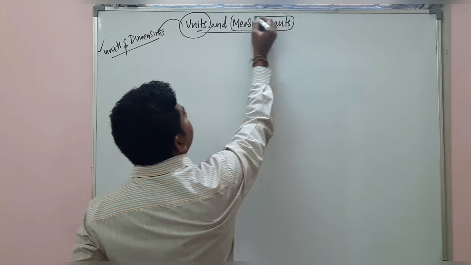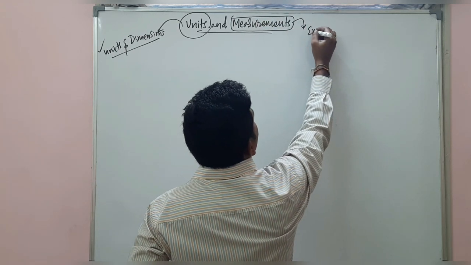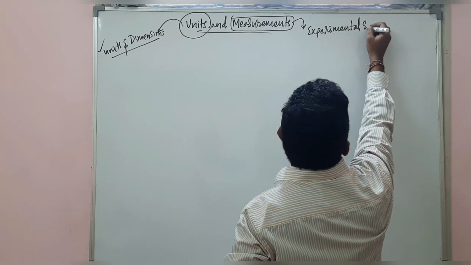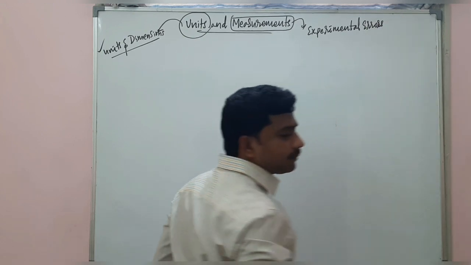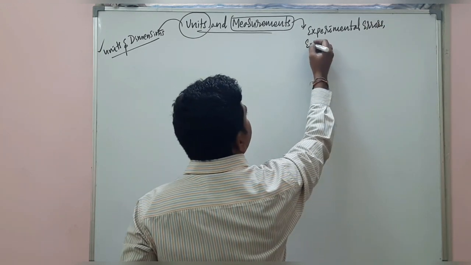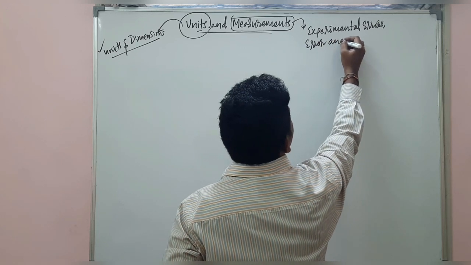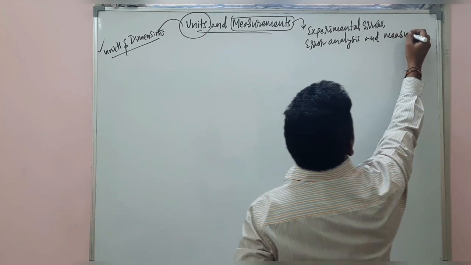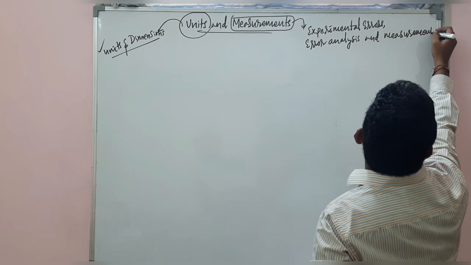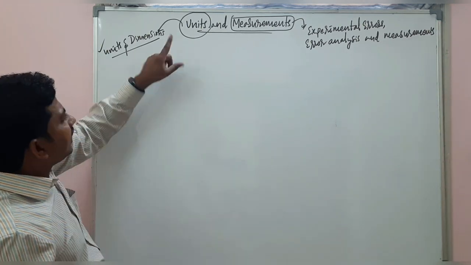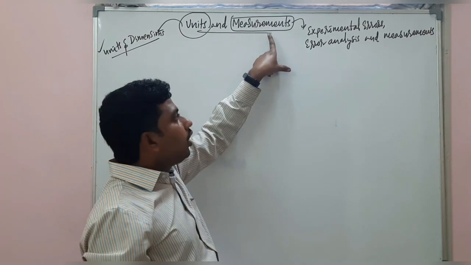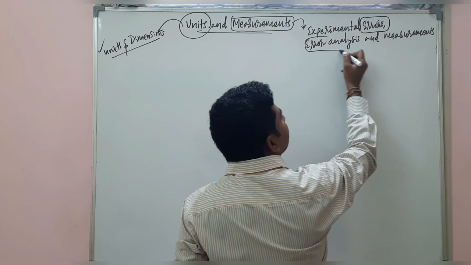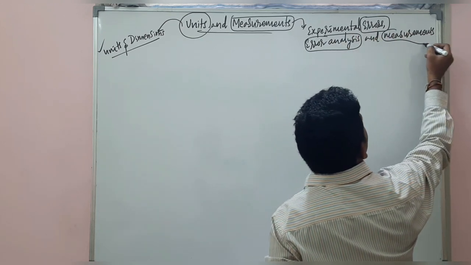When it comes to measurements, experimental errors, error analysis and measurements. So here units and dimensions we have done. When it comes to measurements, we will be discussing errors and error analysis and measurements.